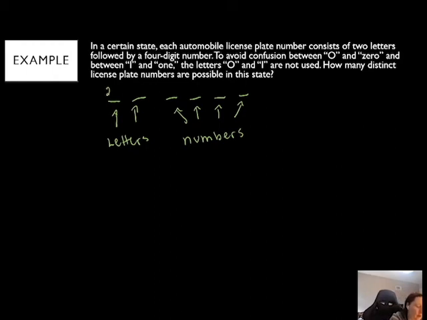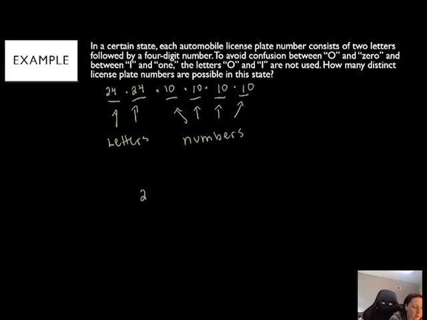So we've got 24, and it doesn't say that we can't reuse letters. So we've got 24 choices for both letters. And then think about our numbers. We've got 0 through 9. So 0, 1, 2, 3, 4, 5, 6, 7, 8, 9. There's 10 numbers. So even though it goes 0 through 9, 0 counts. So we've got 10 choices for the numbers. So 10 times 10 times 10 times 10.